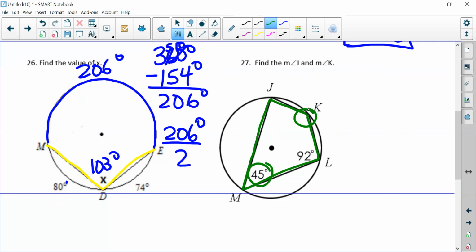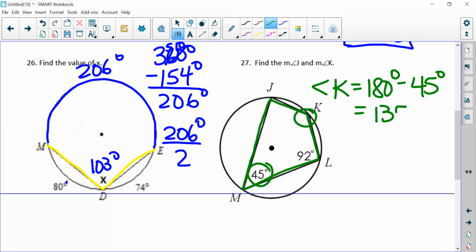So if we know that the measure of angle M is 45, and we know that the sum of angle K and angle M has to equal 180, then we just take 180 and subtract 45. And that tells us that the measure of angle K is 135, okay?